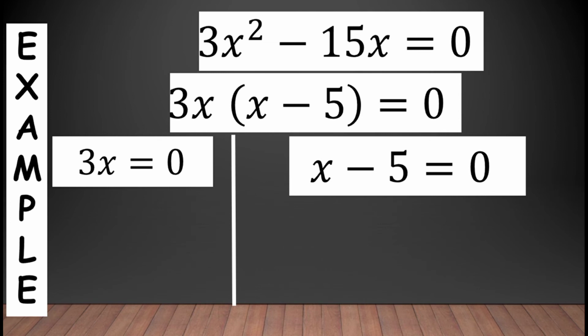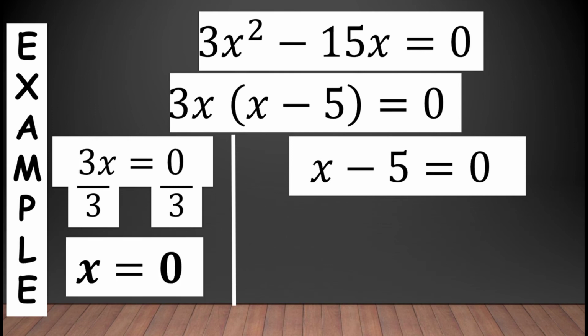So let us solve for the first solution. Utilize the equation 3x equals 0. Looking at it, 3x equals 0 has a numerical coefficient of 3. So for us to eliminate it, divide both sides by 3. The first solution now is equal to 0. On the other hand, x minus 5 equals 0.